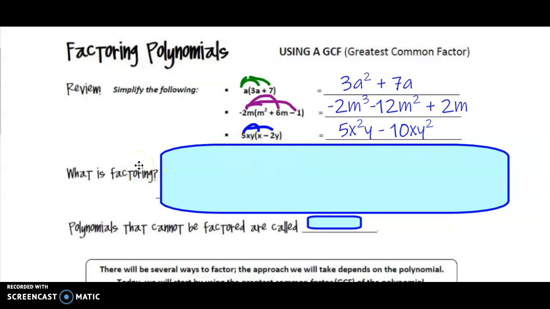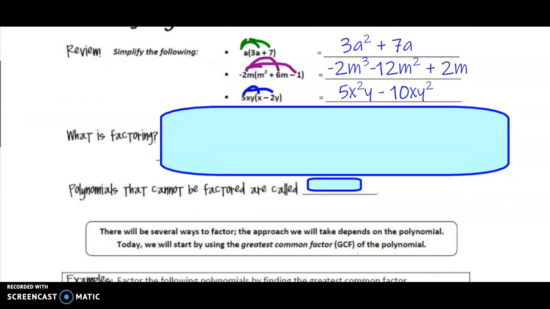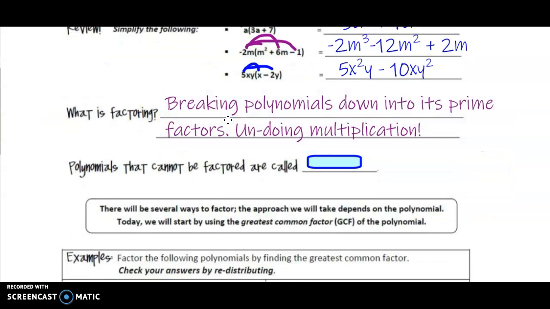Okay, so now let's talk about what is factoring. Factoring is when you break down a polynomial, so this would be considered a polynomial, into its prime factors. Basically what we're going to be doing is undoing multiplication. Today the one we're going to be undoing is the distributive property. So the problems are going to look like my answers looked previously. I'm going to get a problem that looks like this, and my solution is going to look like this.